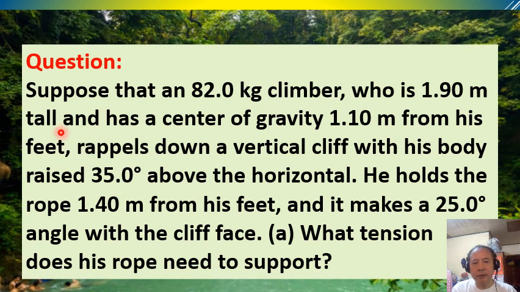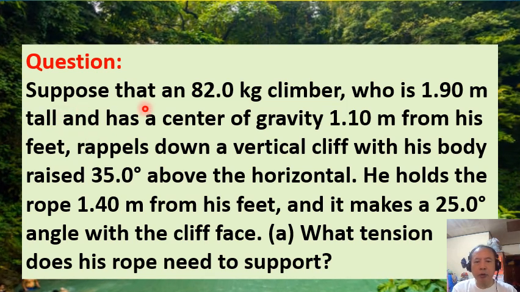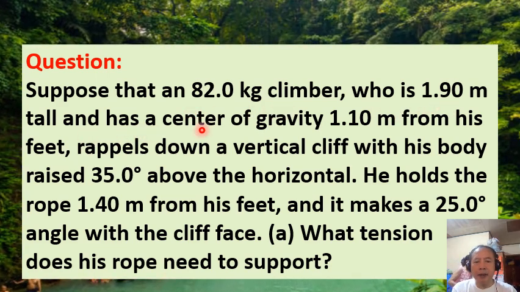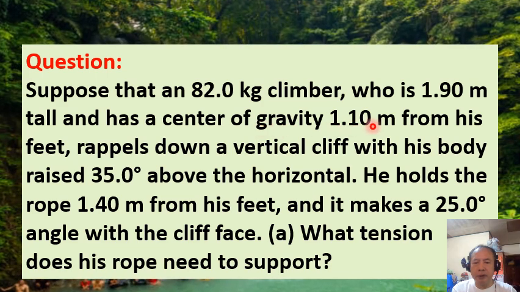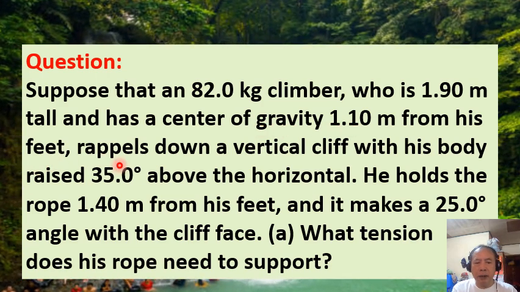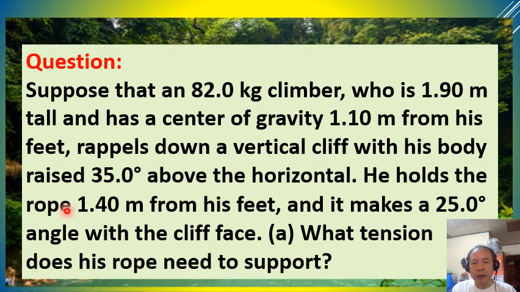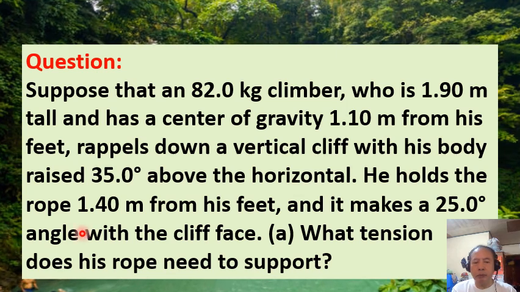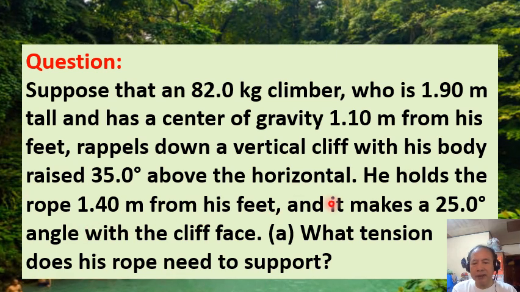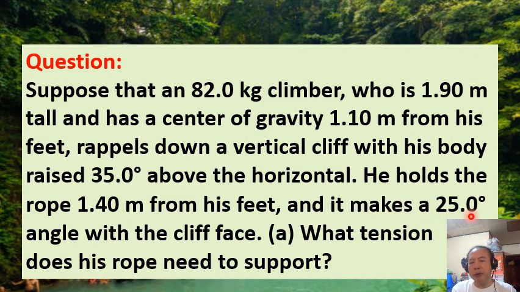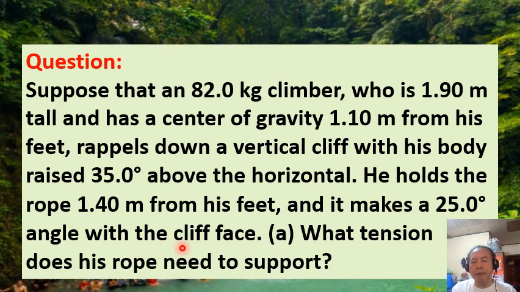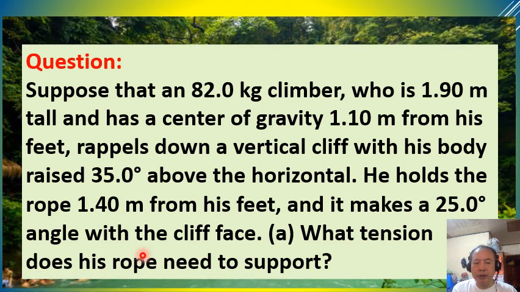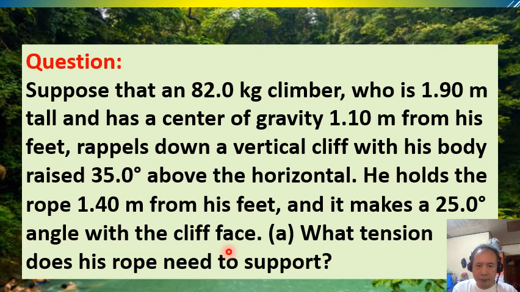The question is, suppose that an 82.0 kilogram climber who is 1.90 meters tall and has a center of gravity 1.10 meters from his feet rappels down a vertical cliff with his body raised 35.0 degrees above the horizontal. He holds the rope 1.40 meters from his feet and it makes a 25.0 degrees angle with the cliff face. Question letter A. What tension force does this rope need to support?